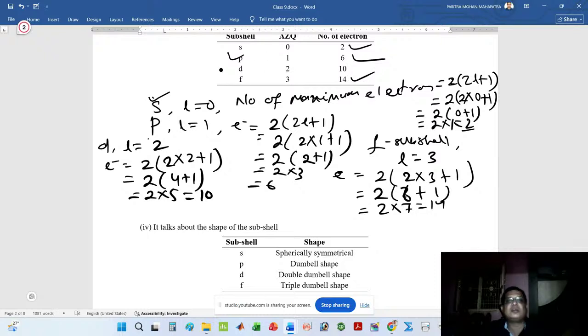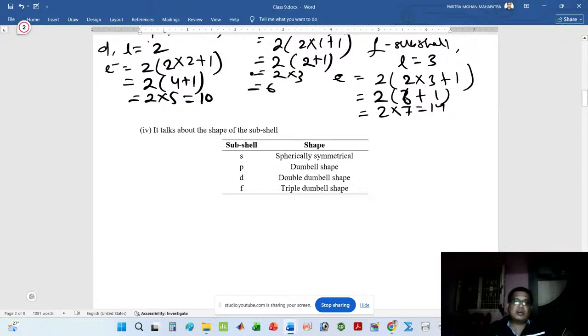Again I want to repeat here. For S the maximum number of electrons is 2. For the P subcell the maximum number of electrons is 6. For the D subcell the maximum number of electrons is 10. For the F subcell the maximum number of electrons is 14.